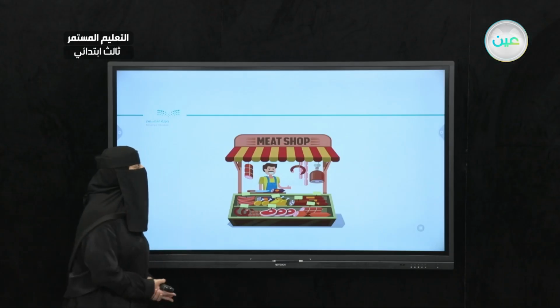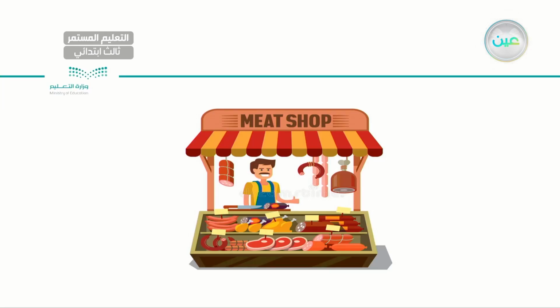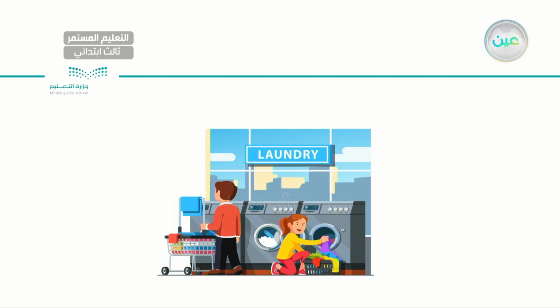So repeat after me, meat shop. Meat shop. Or we might say, the second shop here we have a laundry. A laundry. What do we have here? What can we do in the store or in this shop? We cannot buy anything, but we can, very good, we can wash our dirty clothes or dirty outfits. We can dry and wash our dirty clothes. Where? At the laundry.